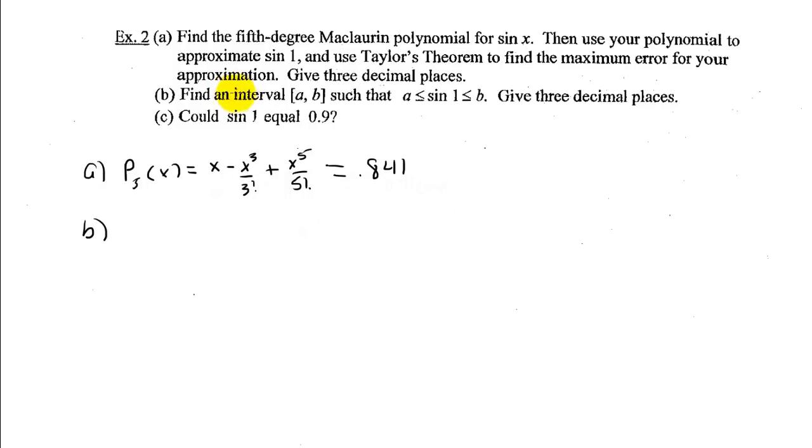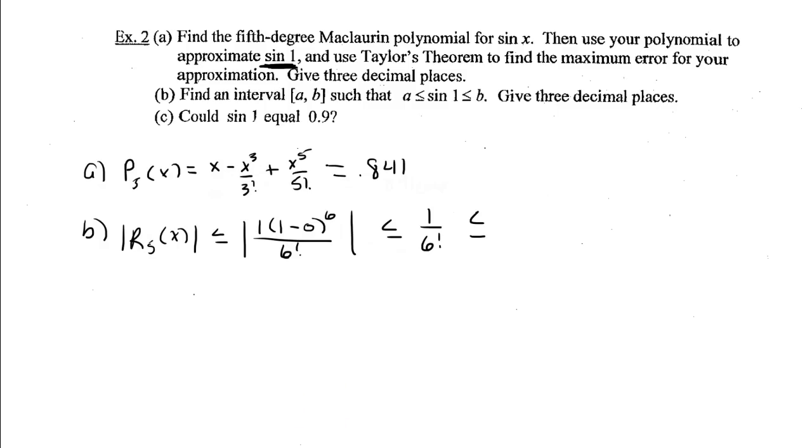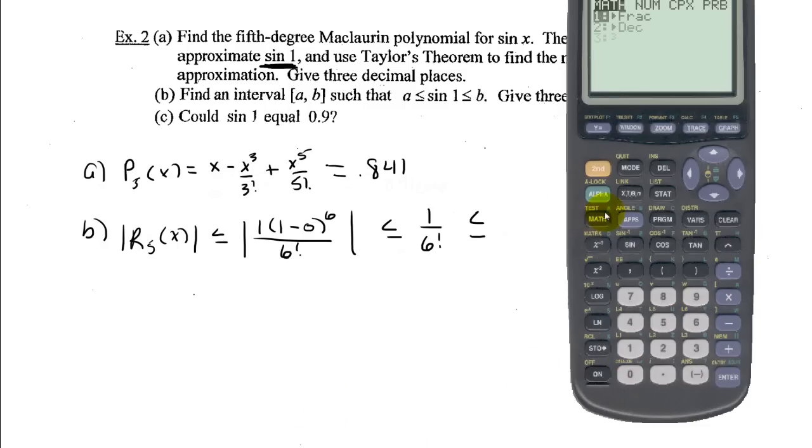In letter B, we're asked to find an interval A to B such that the approximation is in between A and B. Give 3 decimal places. So we have to find the error. So r sub 5 of x is less than or equal to the absolute value of the biggest value that sine could possibly have, or cosine for that matter, which is 1. Then we have times x minus c. So we are estimating an x value of 1, and we're centering this around 0 because it's a Maclaurin polynomial, and that's to the 6th power all over 6 factorial. Now that's less than or equal to 1 over 6 factorial, which is less than or equal to, let's find out what that value is, 1 divided by 6 factorial, 0.00139.